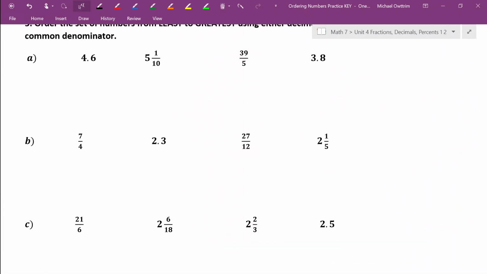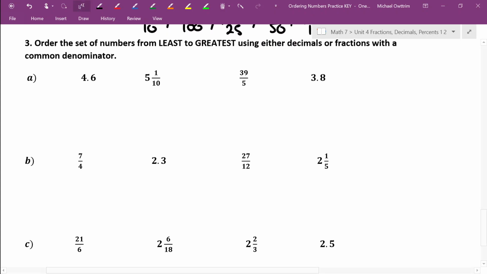The other thing that's different in question 3 is that we need to choose whether we are using decimals or fractions. So you just want to look at them and decide which of them seems easier for you. Both of them will work for any question, but you gotta just decide what's easiest. 4.6 is already a decimal. 5 1/10 is 5.1. 1/10 being 0.1 plus 5 is 5.1.